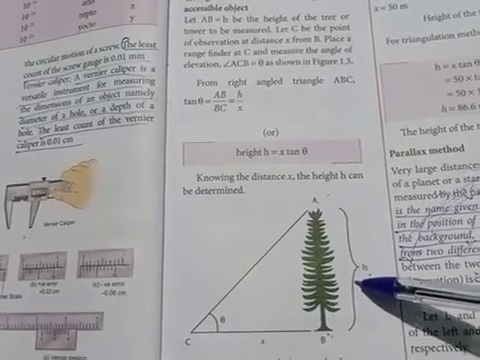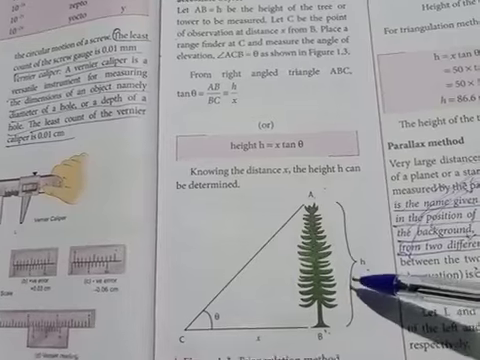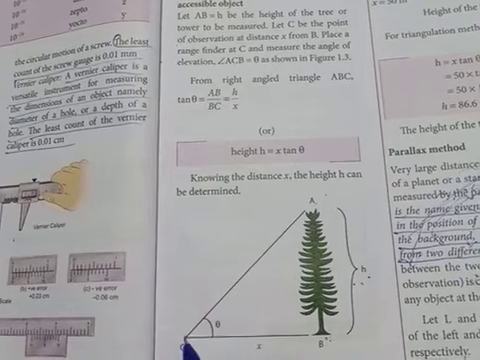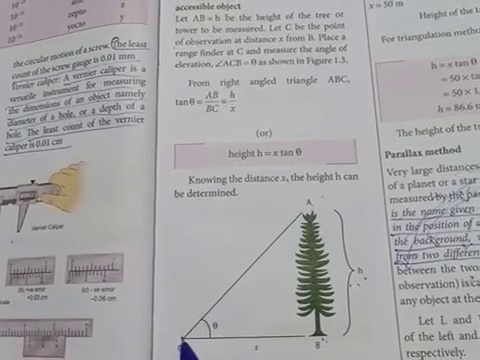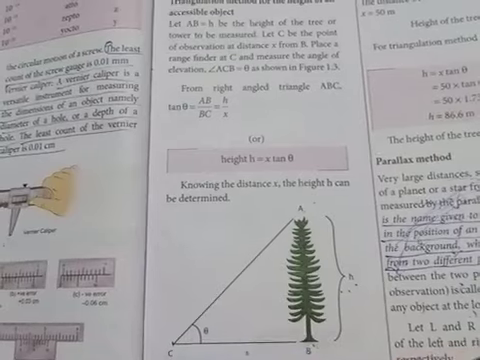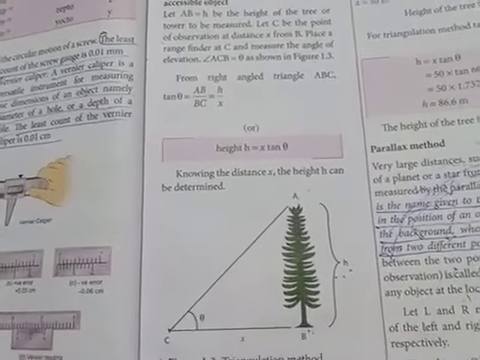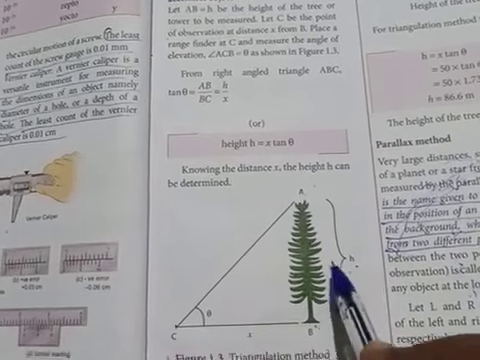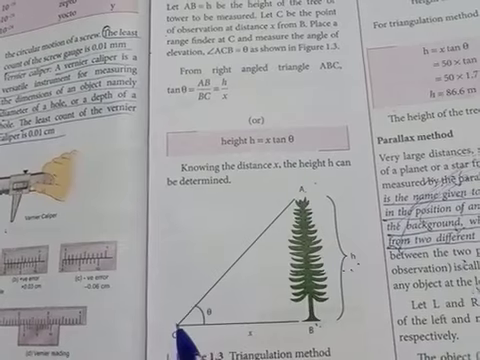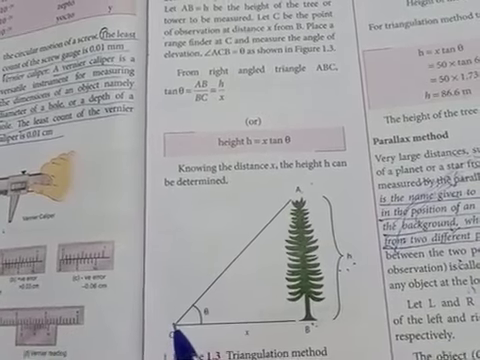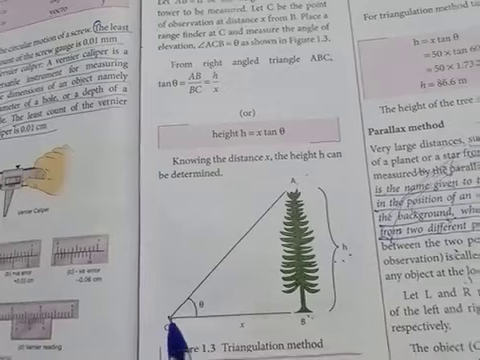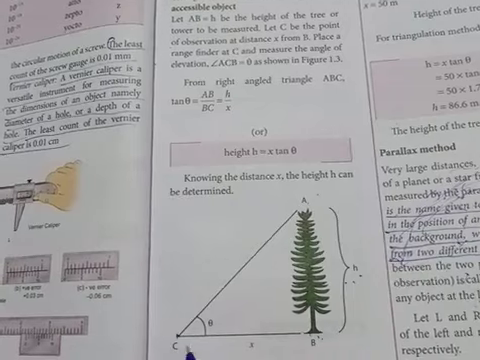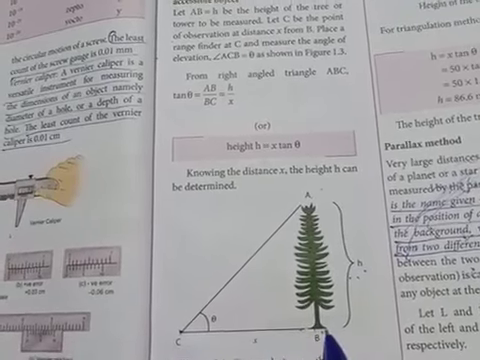And let C be the point of observation at distance X from B. So you can assume a point C. Assume that you are standing in front of a BSNL tower or Airtel tower or Jio tower, anywhere, and you want to measure the height of that tower. So you can stand in front of that tower. Here it is considered at a point C, the point of observation at a distance X from B.